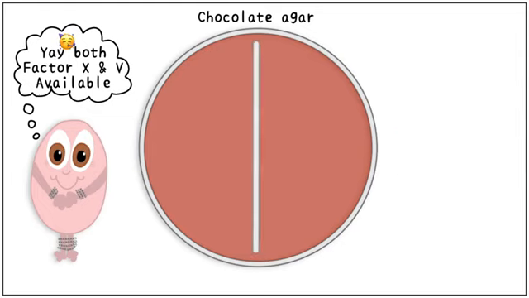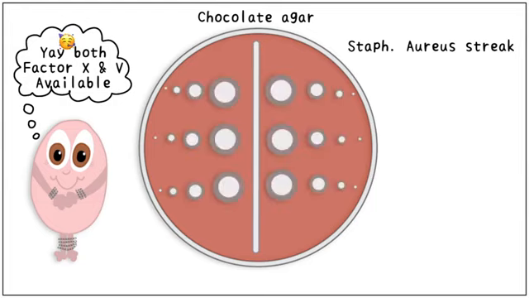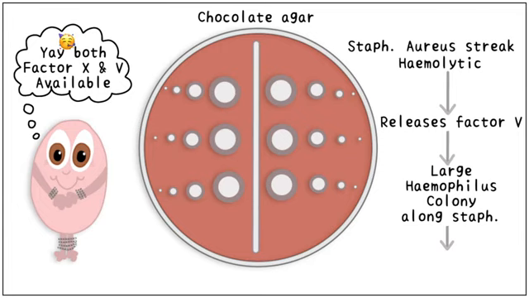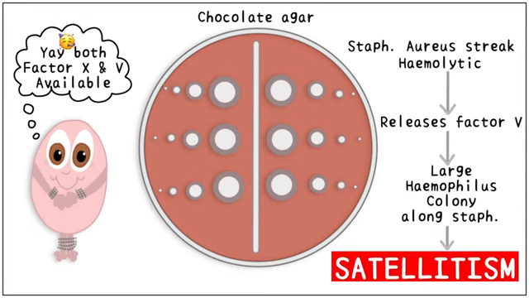To enhance the growth of Haemophilus even more, we make a streak of a hemolytic bacteria, one which destroys the RBCs, such as Staphylococcus aureus, across the dish. This releases a higher concentration of factor 5, so the Haemophilus colonies thrive and grow much larger near this streak, while those away from it are much smaller. This phenomenon is called satellitism, which means they grow close to the Staphylococcus aureus streak, just like the Earth and the Moon.